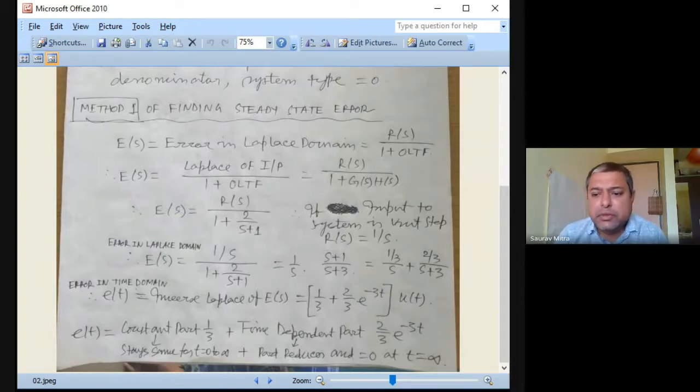By next Tuesday, or before next Tuesday, you have to submit experiment number 5 and 6. The write-up is not much, you only have to submit the results and write the conclusion. So first I will tell you what to do in experiment number 6, that is steady state error analysis.